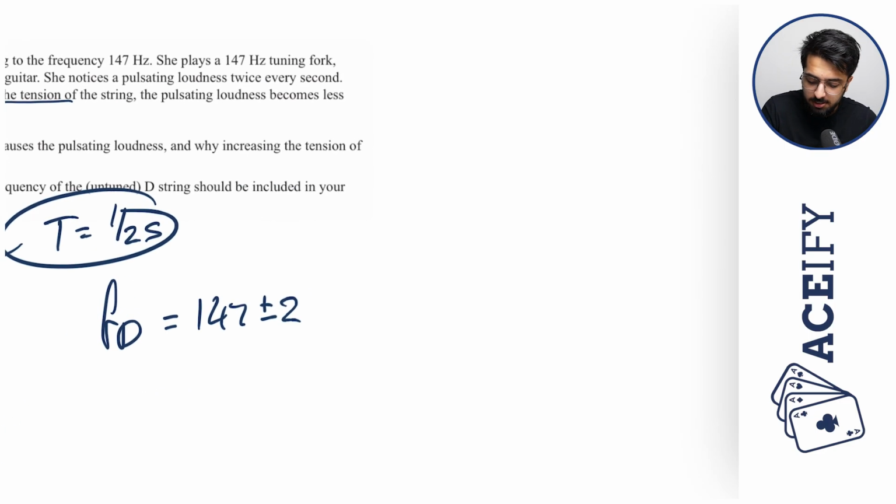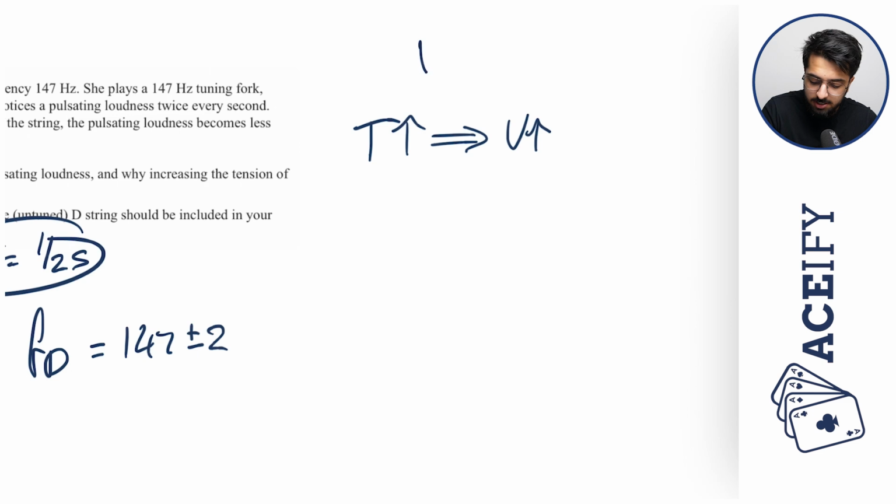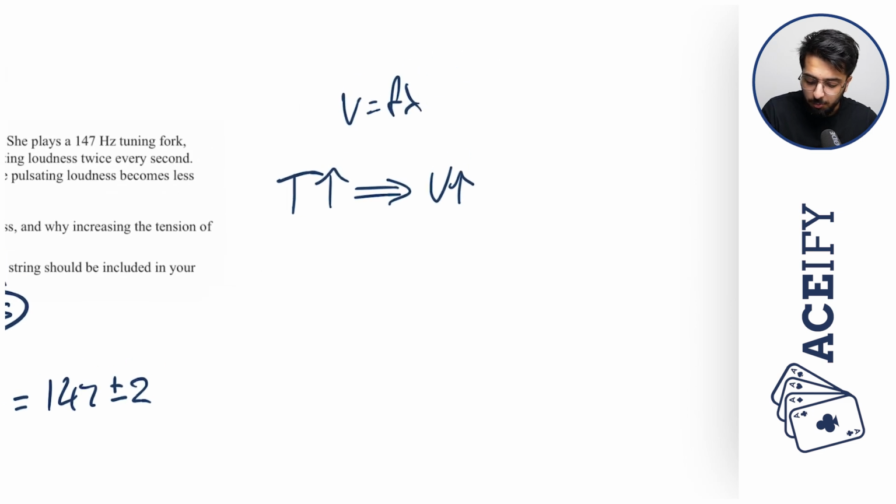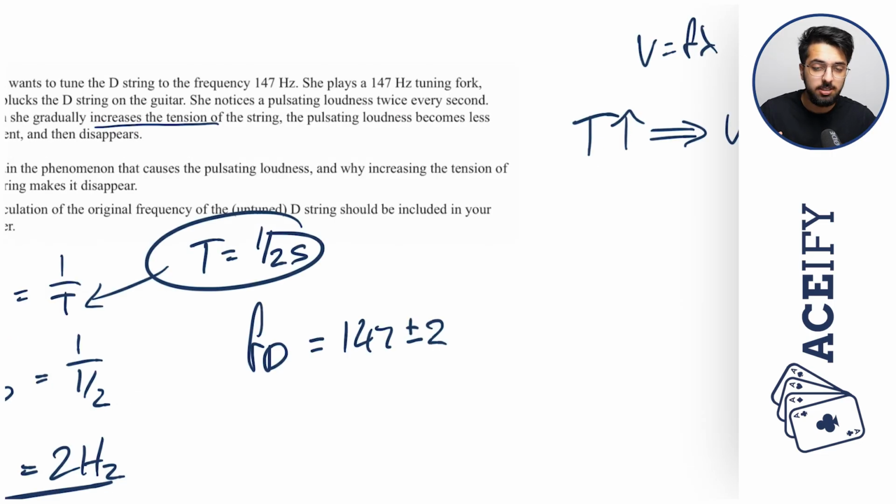So if she increases the tension in the string, this results in the velocity of the wave in the string also increasing. As v is equal to f lambda, and our wavelength does not change because our wavelength is directly proportional to our length, and our length hasn't changed, our wavelength will not change. And so if our wave speed increases, our frequency would increase.